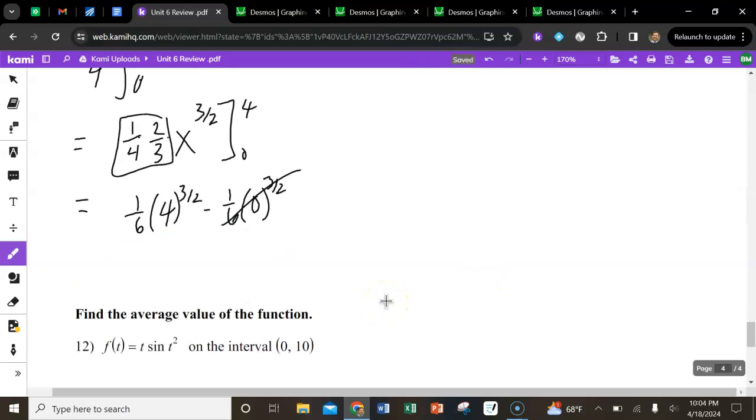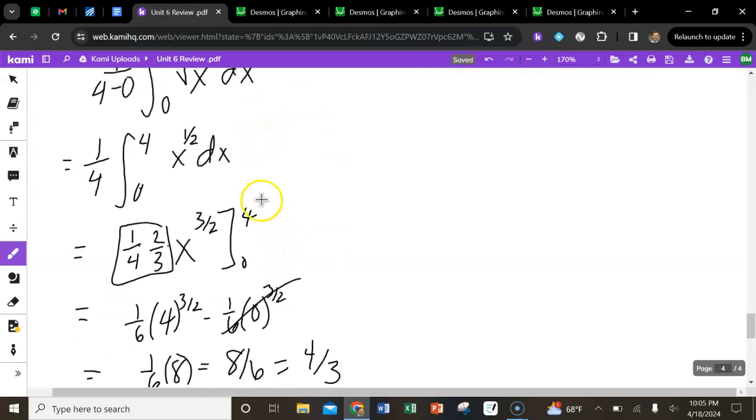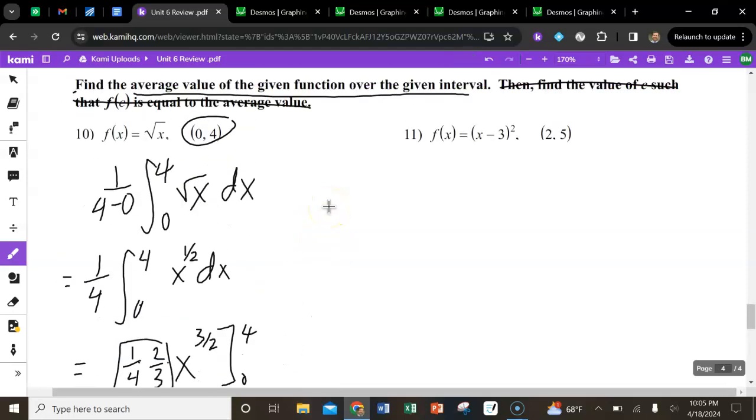This is going to be, let's see, the square root of 4 is 2. 2 cubed is 8. So we're going to get 1/6 times 8, which would be 8/6. I believe is the correct answer, which would be 4/3. I may have done that incorrectly as I went through that really quickly, but I think my work is accurate. So that is how you find the average value. That's all I'm going to ask of you to do on that.